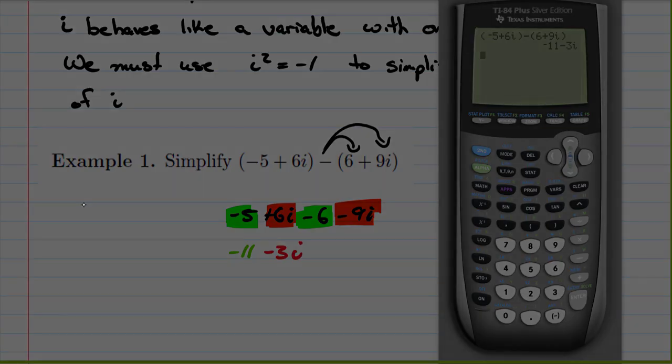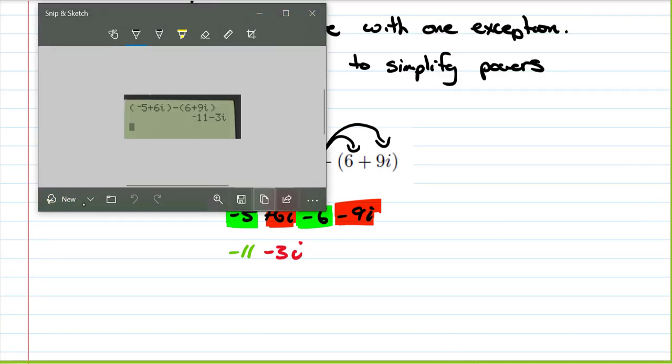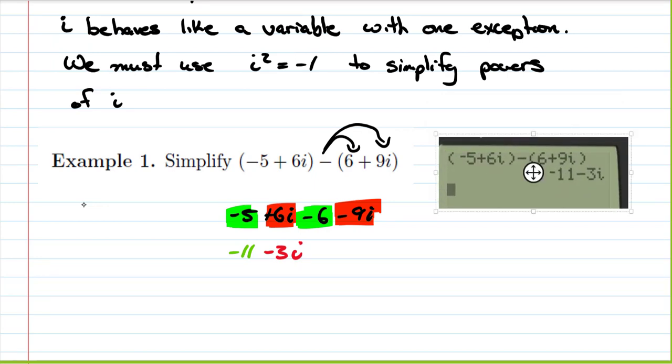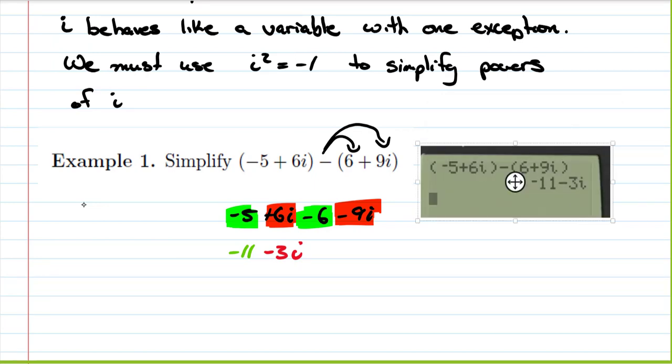And I'll be honest, in my personal opinion, for addition and subtraction, I think it takes longer to type it in the calculator than to just collect your like terms. But either way you wish to do it is fine, right? You're going to get exactly the same thing, negative 11 minus 3i. And it's also worth noting our calculator follows the convention where it does the real part first and the imaginary part second.